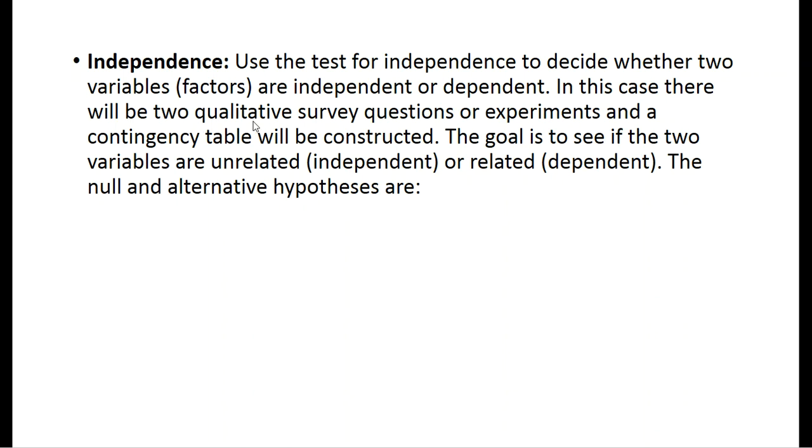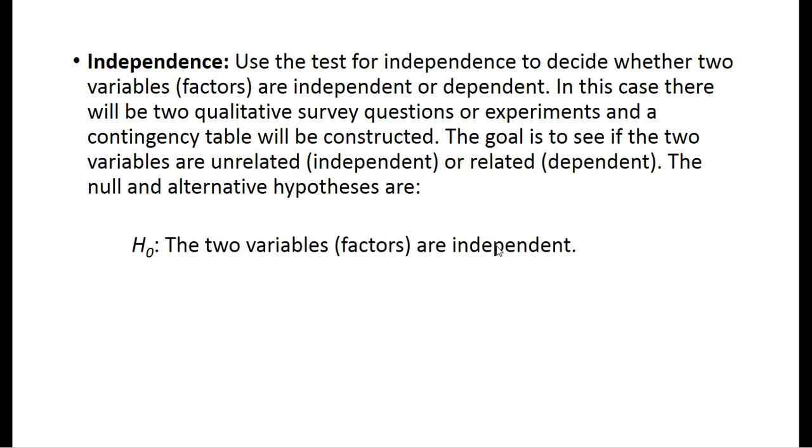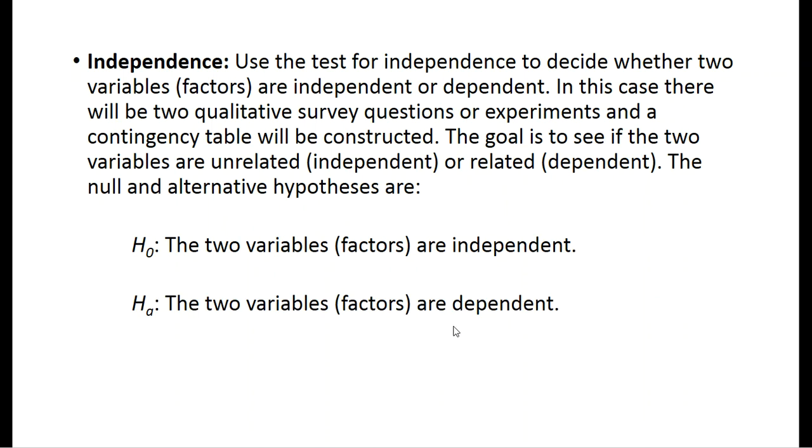In this case, we're going to have two qualitative survey questions or experiments and a contingency table. And really, you can have more than two. We saw an example of that, but that contingency table will arrange our information and our data so that we can find those observed and expected counts. Okay, so our null will be the two variables or factors are independent, whatever that may be to the problem, and the alternative would be that they are dependent.